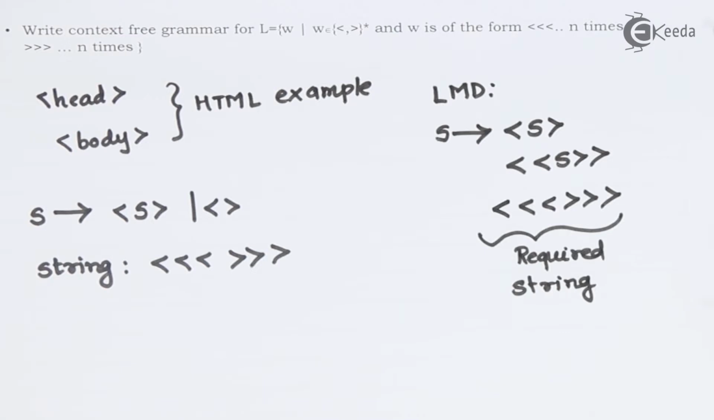Now let us try to draw the parse tree for the same string, because we already know that if there is only one particular symbol in the derivation, leftmost derivation and rightmost derivation are going to be the same. Here we have S as the only symbol, so the rightmost derivation would be the same. S is our start symbol, hence that would be the root of our tree.